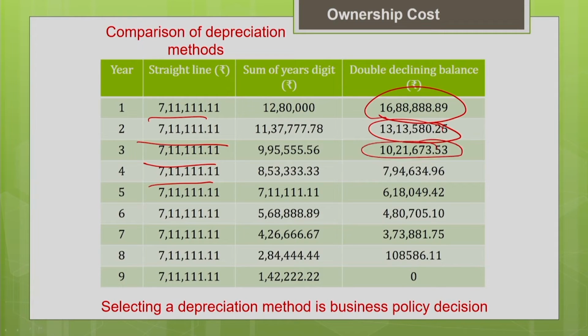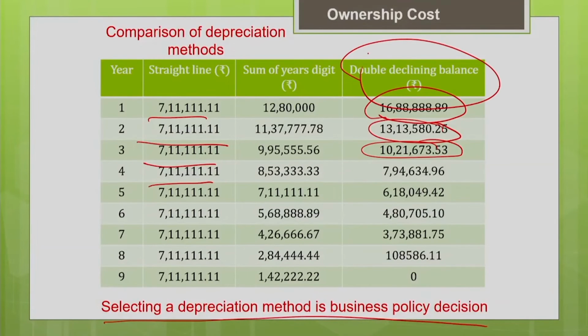When compared to the other methods, this is what people prefer, as I told you, to get the tax benefits. However, selecting the depreciation method is totally a business policy decision. There is no constraint on any project estimator or any company that they have to follow only this particular depreciation method for accounting purposes. They are free to choose any method according to their business policy, but generally people prefer the more accelerated method. So, this double declining method is more commonly used.